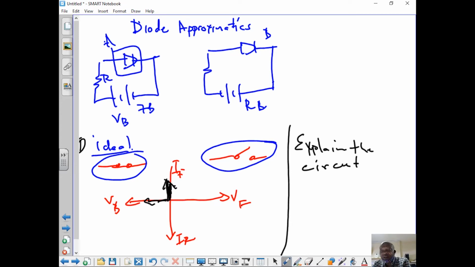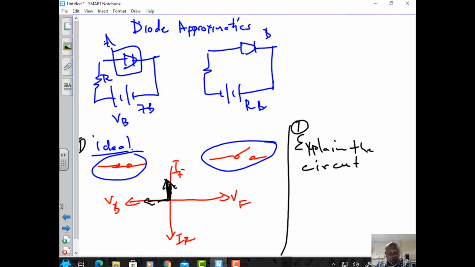And circuit B is how? It is reverse bias, therefore there's no current flow. It's like an open switch. Now that's the first model that we're gonna look at. I say, where do we use this model? When we explain the operation of a circuit. You look at a diode, you decide, is it forward or reverse bias? When it's forward bias, it's like an on switch. When it's reverse bias, it's like an off switch.